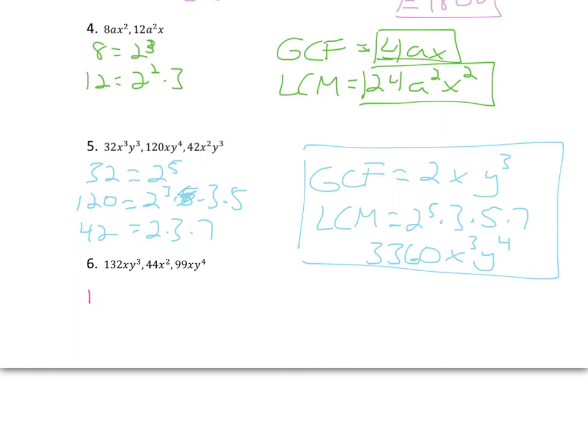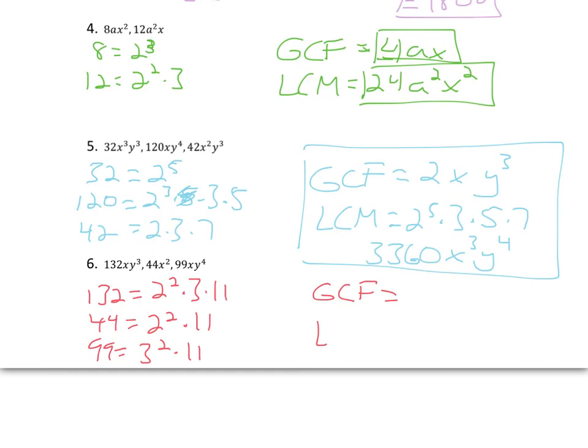Now the last problem here. We've got to find the prime factorization of 132, 44, and 99. 132 is kind of hard to find. Divide it by 2 and you get 66, which is 6 and 11. So we're going to have 2 squared times 3 times 11. 44 is just 2 squared times 11. And 99 is going to be 3 squared times 11. So lots of 11s showing up in there. That's going to be important.